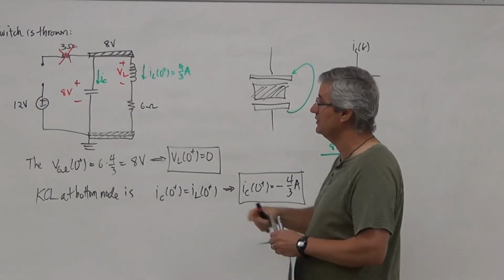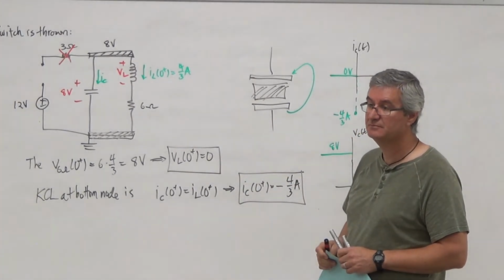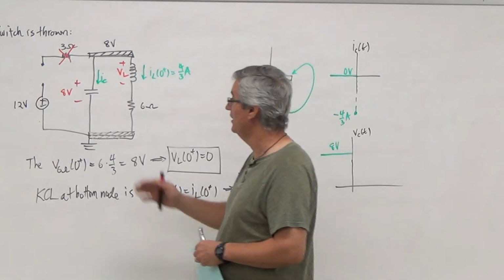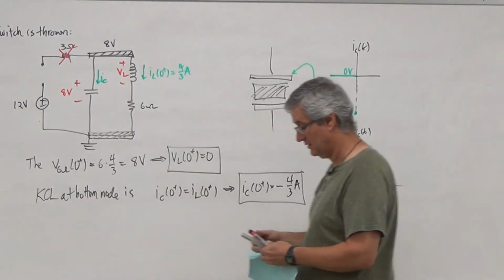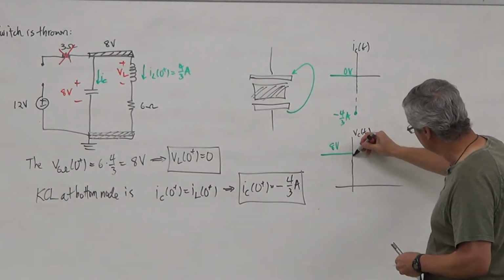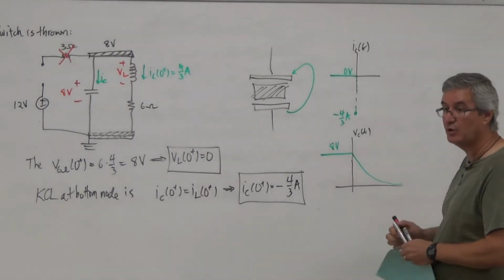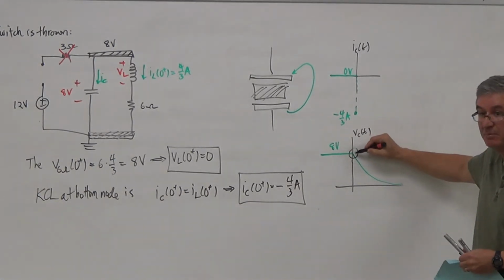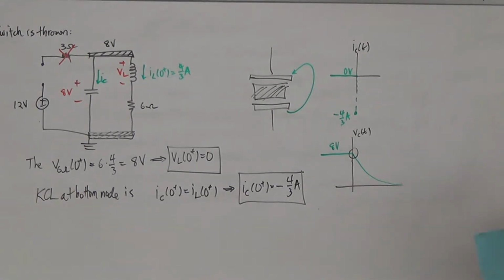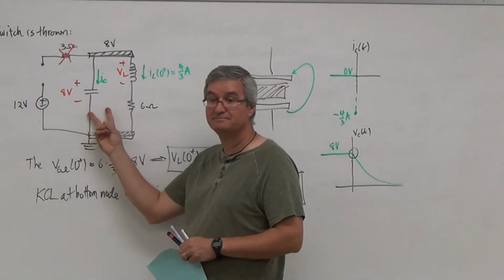Now, look at the picture here. Is the capacitor charging up, or is it discharging? It's discharging, because there's nothing to supply it. So what's it going to look like? It should look something like this, going to 0. But look at this point right here. The minus and the plus give me what? 8 volts.